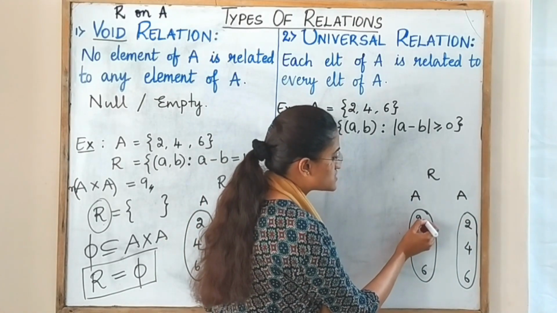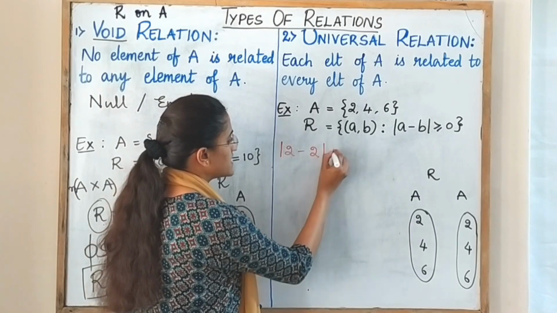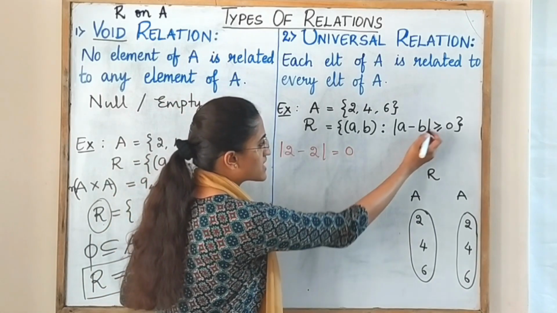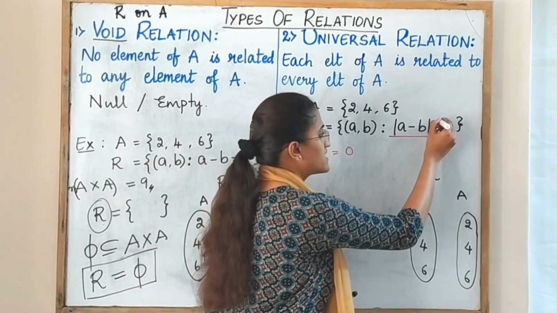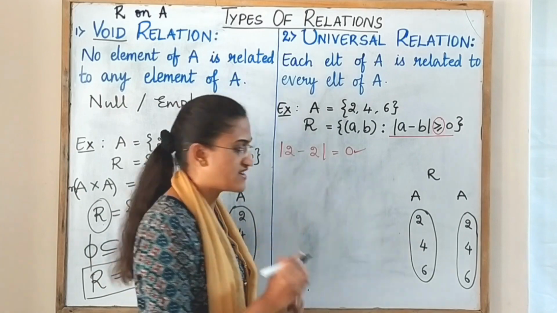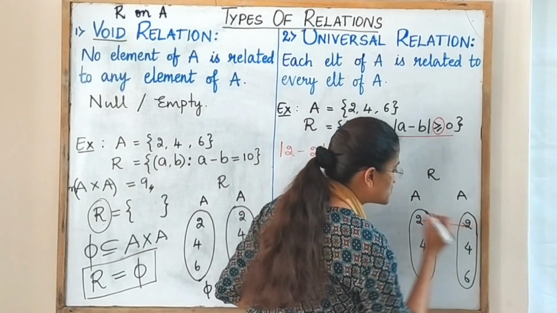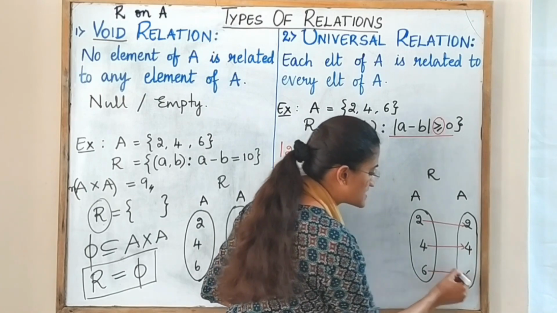Now 2 minus 2, modulus of 2 minus 2 gives us 0. The condition is modulus of A minus B should be greater than or equal to 0, and hence this is satisfying the given relation, and hence I can connect these two. In a similar pattern I can even connect 4, 4 and 6, 6.